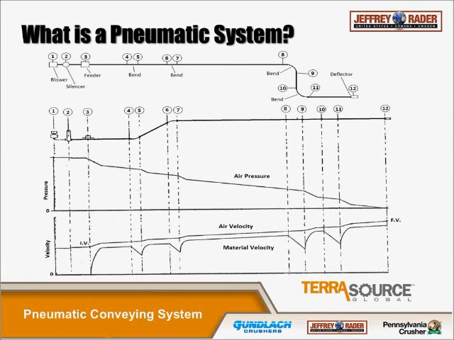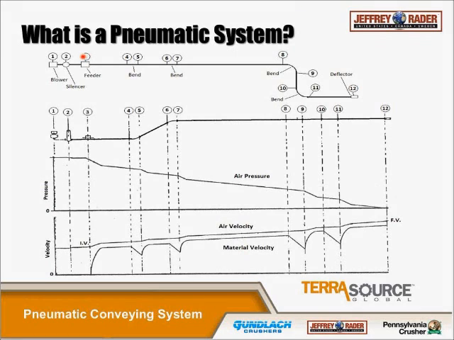So here's a graph that shows the pressure and velocity profiles within a system. Jeffrey Rader designs dilute phase high pressure systems. You'll notice that the pressure starts at a maximum and then decreases as the system goes until it reaches zero at the end. Velocity starts out and increases until it reaches a maximum at the end. This top curve is for the air velocity, and this lower curve is the matching material velocity. Notice the difference between the air and material at each feature.